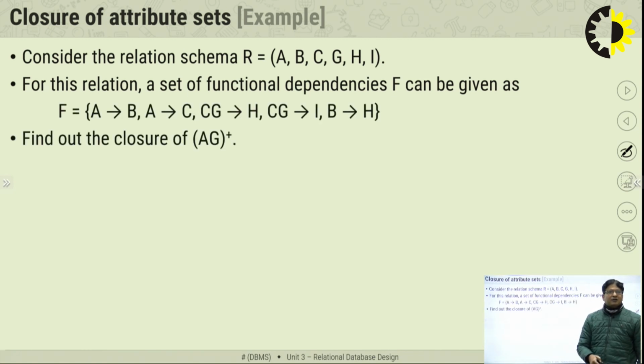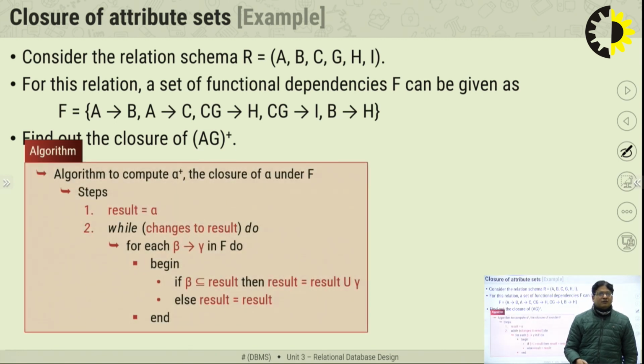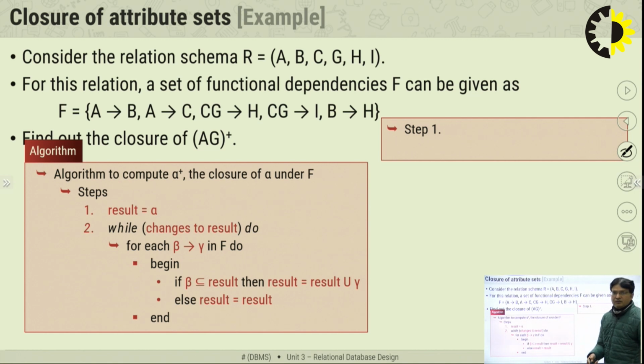For example, a relation F has a set of FDs: A determines B, A determines C, G determines H, CG determines I, and B determines H. Now, we have to find the closure of AG plus. We will be using the algorithm. Step number one: initially, result equals AG.